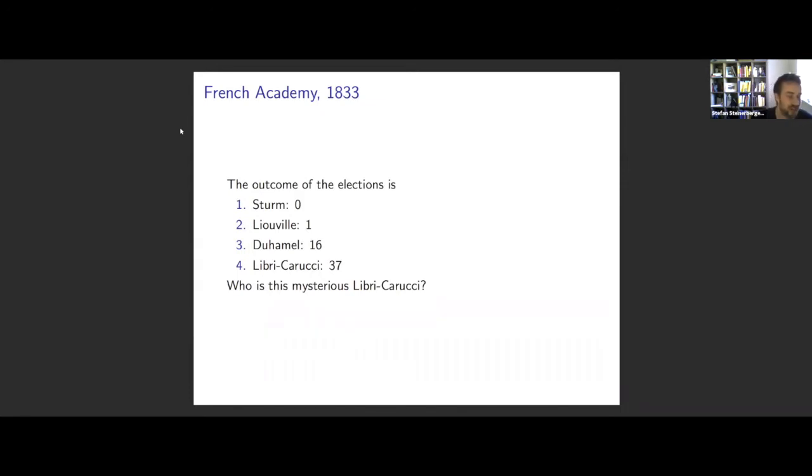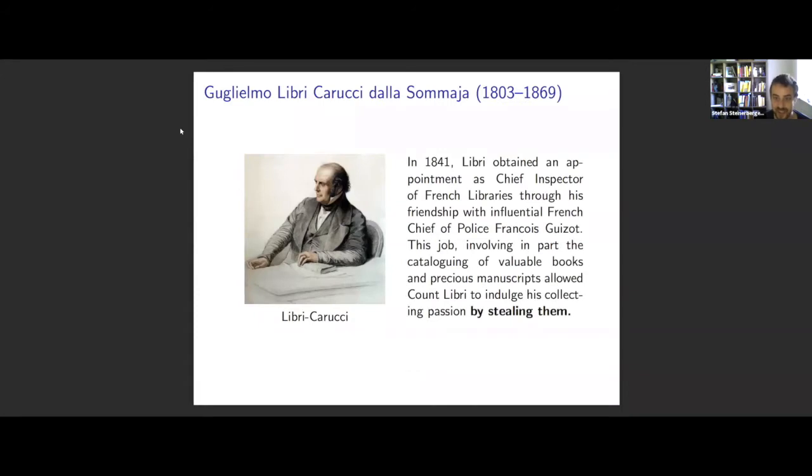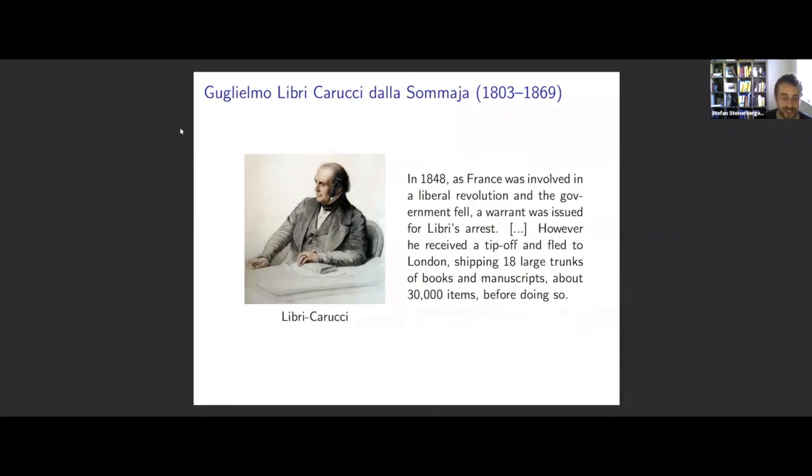So now you get curious, right? Who's this mysterious Libri-Carucci? What did he do to impress the French Academy so strongly in 1833? Well, he seems to have been very well connected, and the story gets more interesting. In 1841, he gets appointed the chief inspector of French libraries. And he's using his job mainly to steal books, a large number of books. He gets caught, and in 1848, there is a warrant out for his arrest, and he flees to London with 30,000 books that he stole.